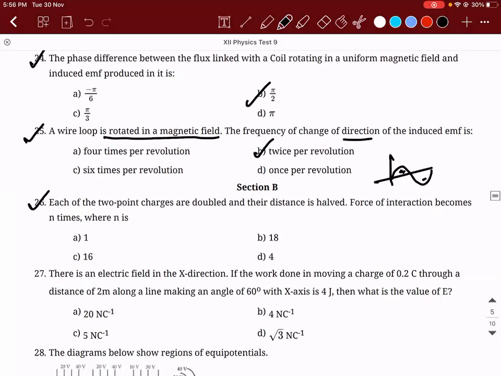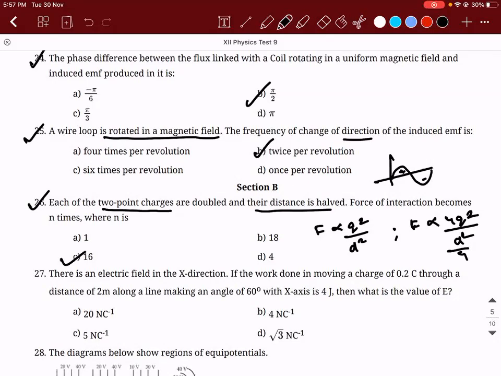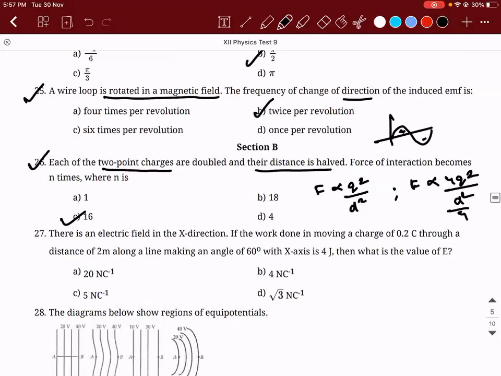26. Each of the 2 point charges is doubled and their distance is halved. Force of interaction becomes... F is directly proportional to Q square divided by D square. Here the charges are doubled, so it becomes 4Q square divided by D square by 4. It becomes 16 times. The option is C. I applied basic Coulomb's law.